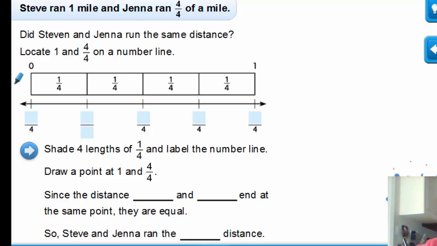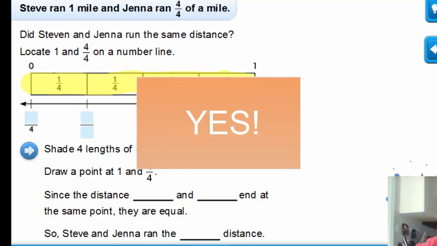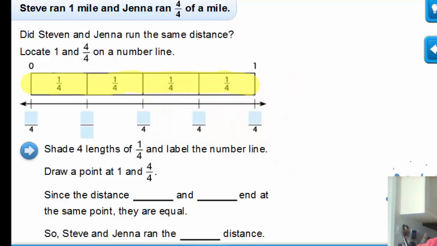First, we're going to shade in 4/4. Here we have 1/4 colored in, 2/4 colored in, 3/4, and 4/4. Does everybody agree? We have colored in 4/4 on this number line. Yeah? Okay, good. I want to make sure I didn't make any mistakes. Now we are going to label our number line with fractions.